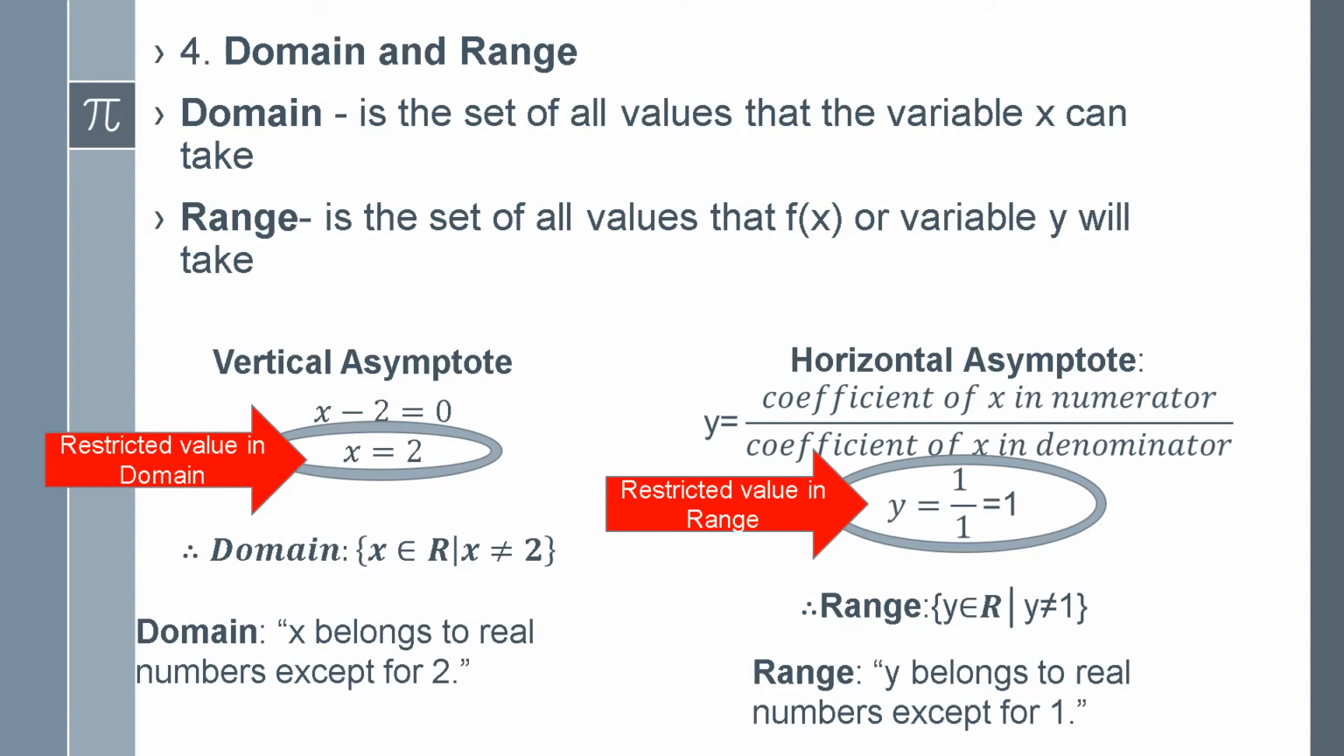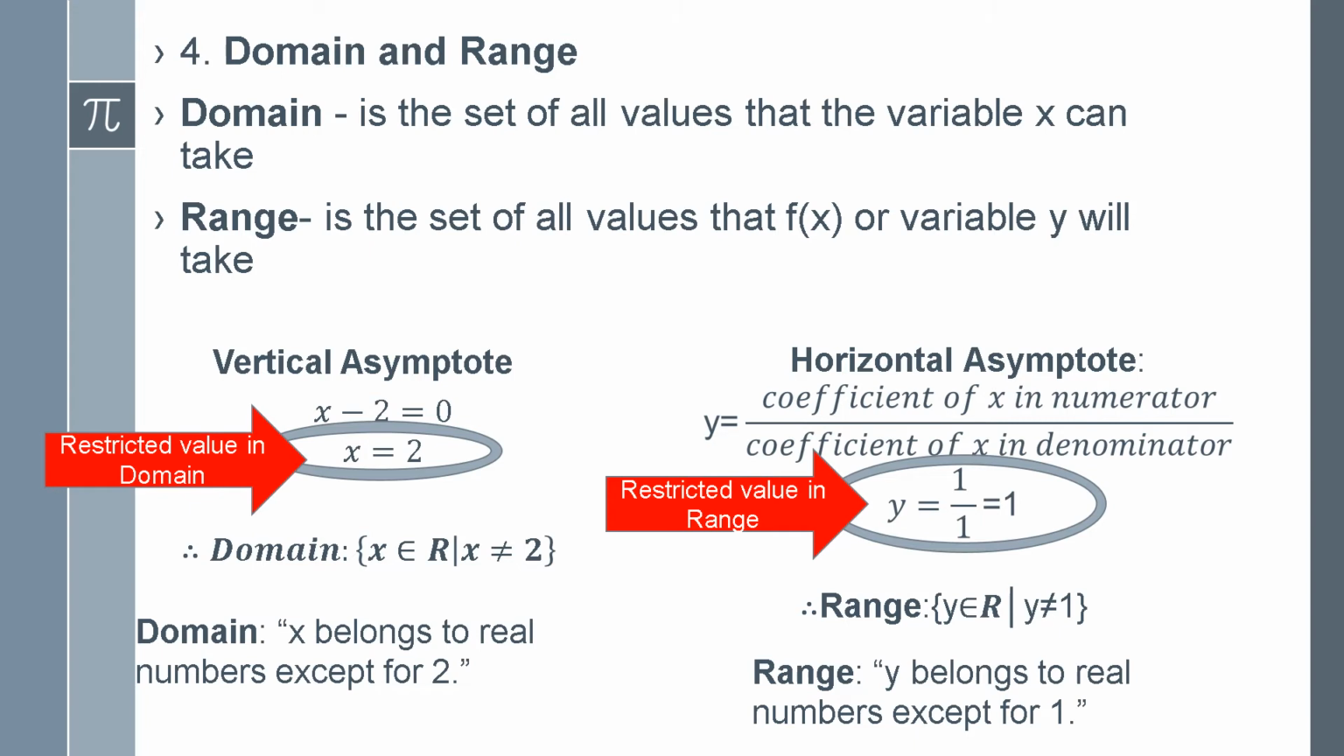Ano yung value ng vertical asymptote na nakuha natin kanina? It is x equals 2. So kapag nag-formulate tayo ng set of domain, ang isusulat natin ay {x ∈ R | x ≠ 2}. Ang ibig sabihin nito ay all x in the set of real numbers, but x should not be equal to 2. Or x belongs to real numbers except for 2.